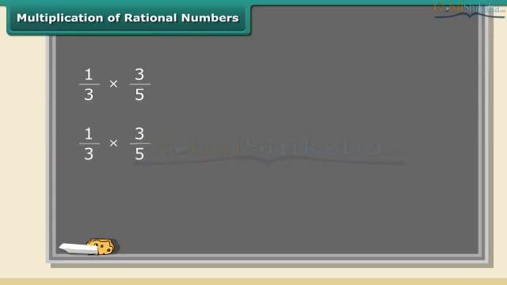First of all, we will multiply the numerators. Now we will multiply the denominators. Now this fraction can be further simplified to 1 by 5.